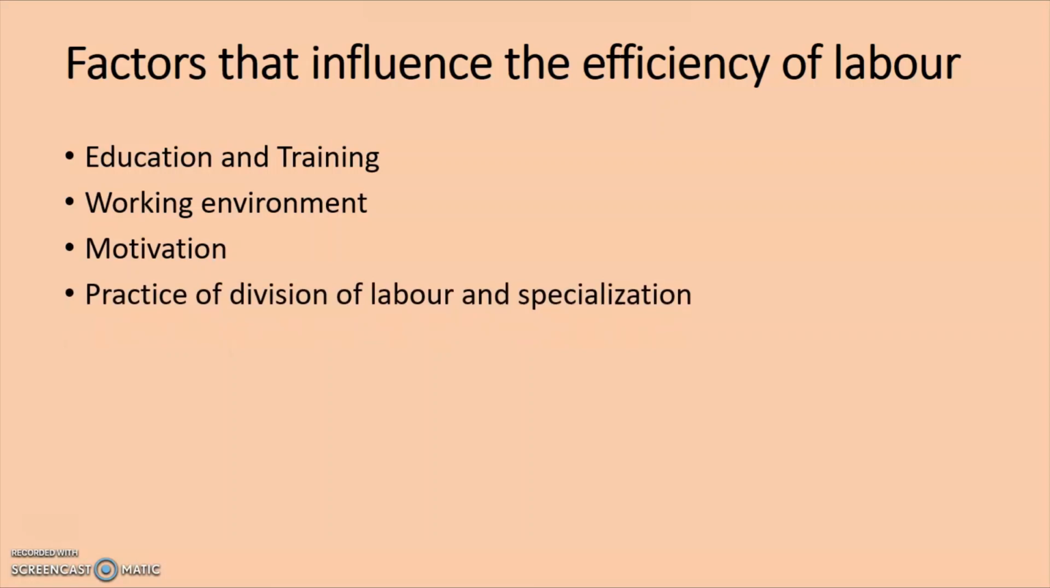Then we have the practice of division of labor and then specialization. Now, the division of labor is simply the breakdown of a production process. Then we are saying that division of labor leads to specialization. So where in an organization they practice division of labor and then specialization, it will make the worker or the labor to be more efficient as compared to where there is no practice of division of labor and then specialization.